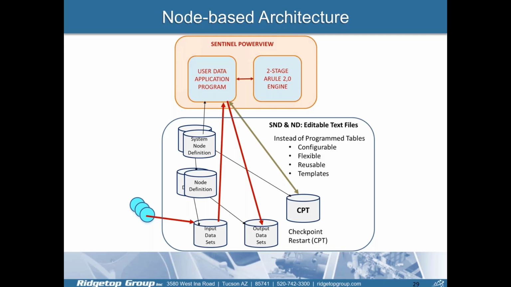You have one or more system nodes. Each system node has one or more node definitions. The node definition basically says what is the characteristic signature that I expect from this sensor. It also says the input data set is located in this directory, it has this name, and I would like the output to go to that directory with that name. We also have a special directory, what we call checkpoint restart.